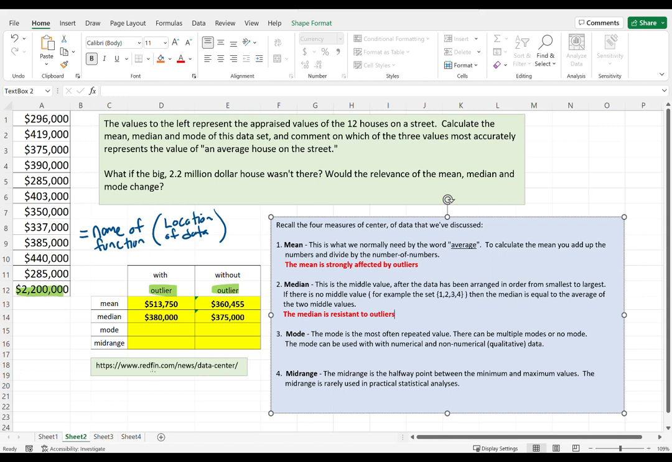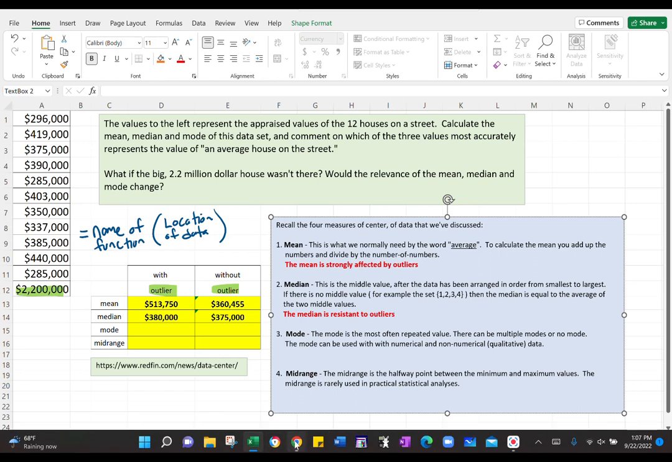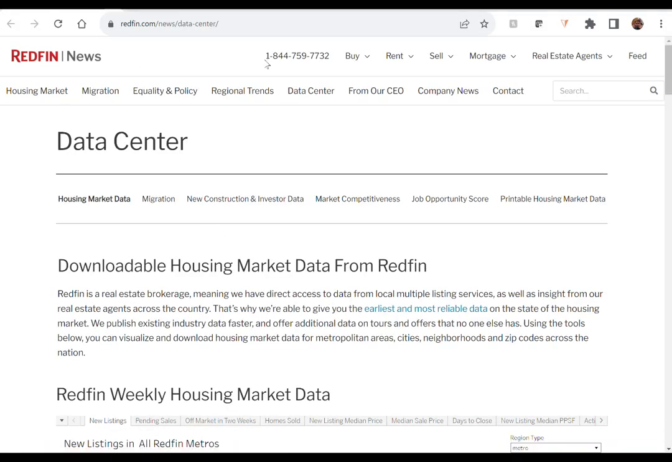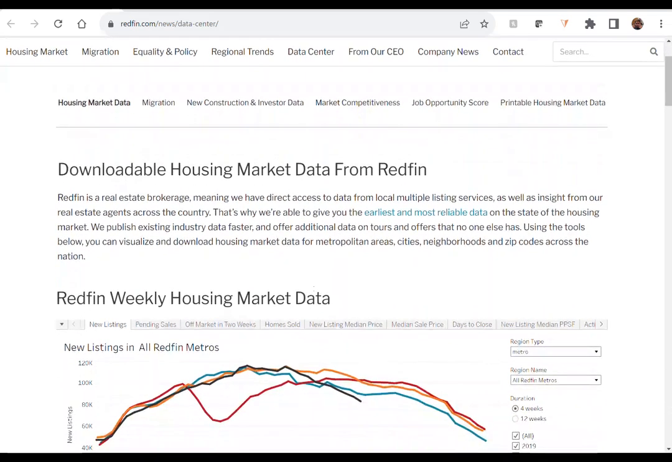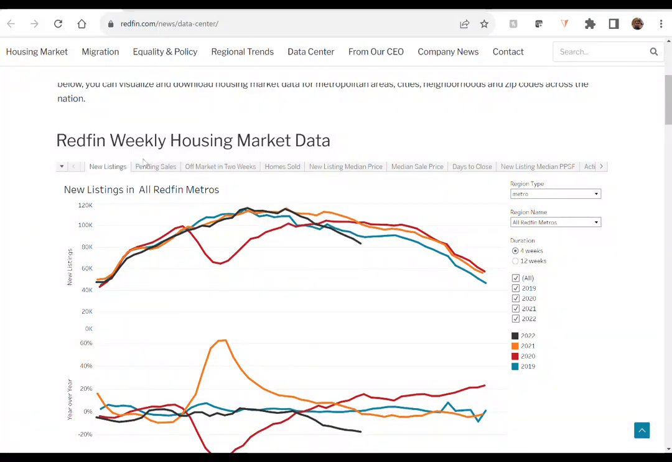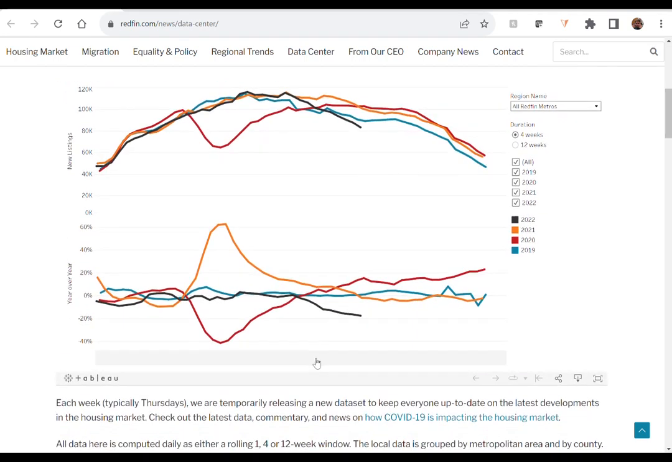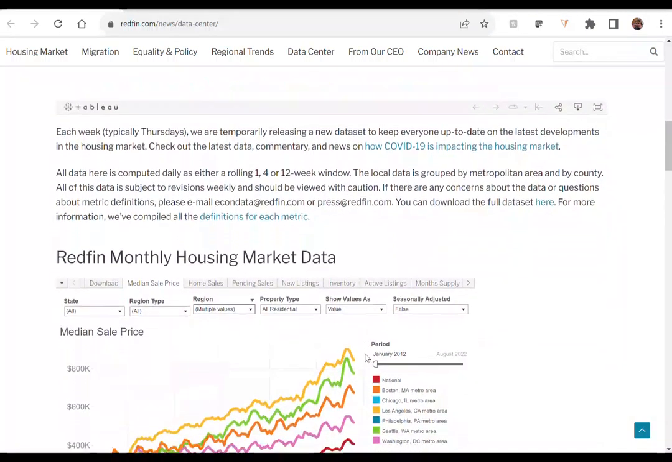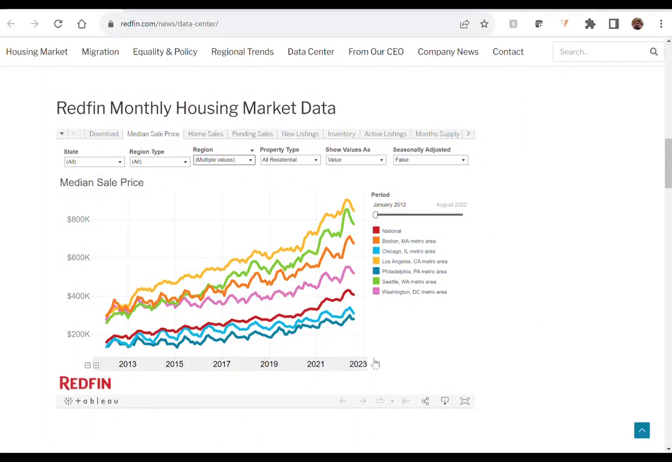I could have used any of them, but I chose to use Redfin. So this link takes us to the data center. There's all kinds of downloadable data. These first couple of graphs are on the number of new listings nationwide, houses for sale. This next graph, which is, let's see, 1, 2, 3, 4, 5, 6, 7 overlapping time series frequency polygons.